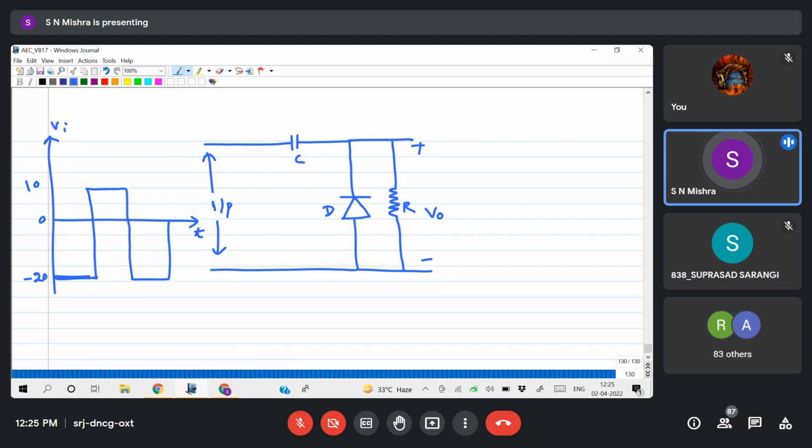Now try to solve and tell me. Here only one change I have done. The uniform input signal is changed to non-uniform. Upside plus 10, downside minus 20.